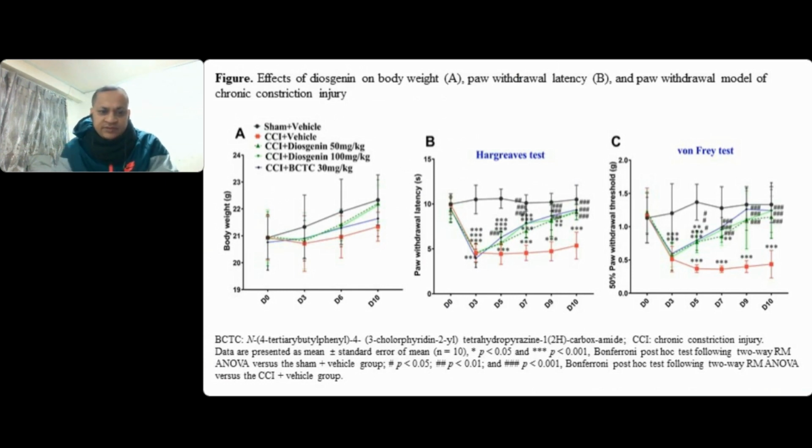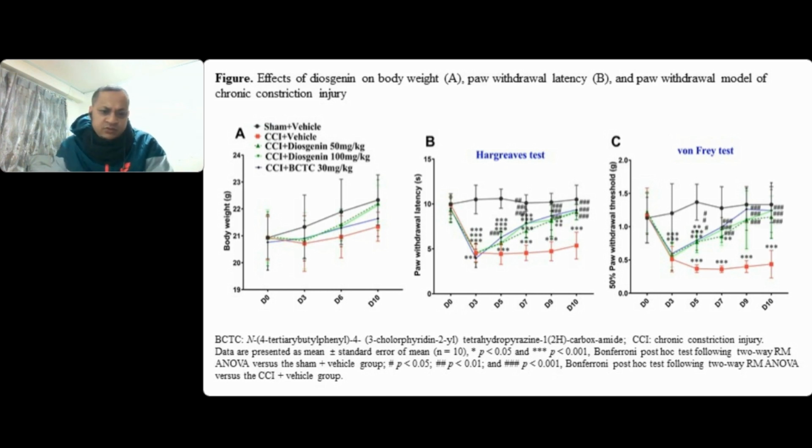And if you see, this is how we make the CCI model, chronic pain sensation by surgery. We also measured the body weight, and we found that the pain model has lower body weight, but there is no significant change throughout the experiment. But at the end, the CCI model body weight was lowest, and the treated group body weight was also almost like normal.